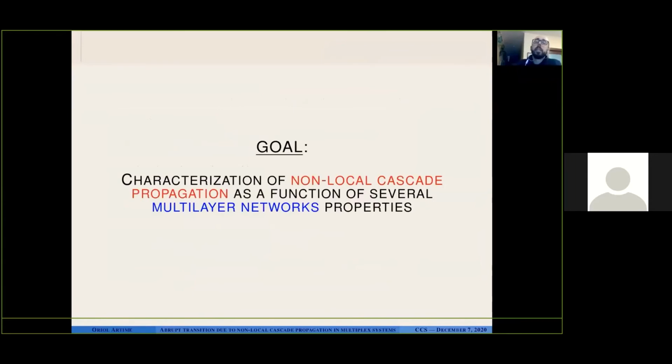Well, after this introduction, here is what we want to achieve in this work.